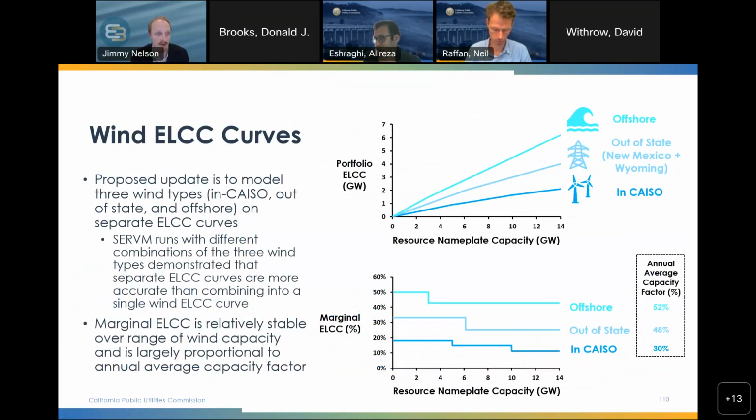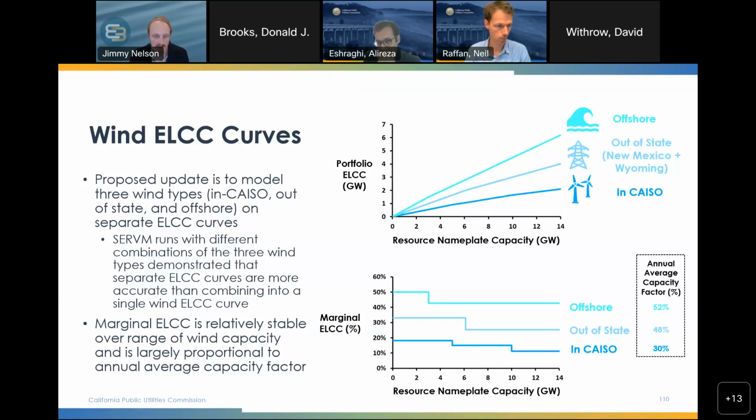We did a number of different runs in SERVM with different combinations of offshore, out-of-state, and in-CAISO wind, and compared different ways to represent the capacity contribution of these resources, and landed on the idea that it would be most accurate to model separate curves for offshore, out-of-state, and in-CAISO wind.